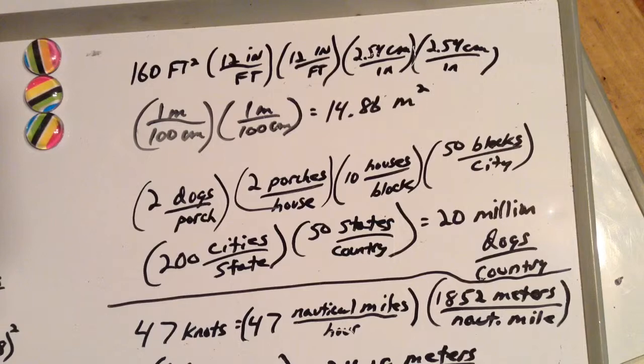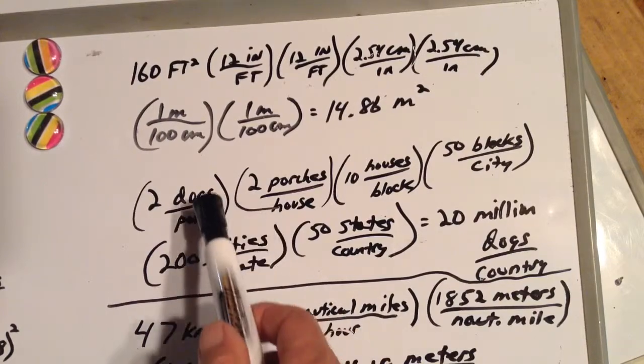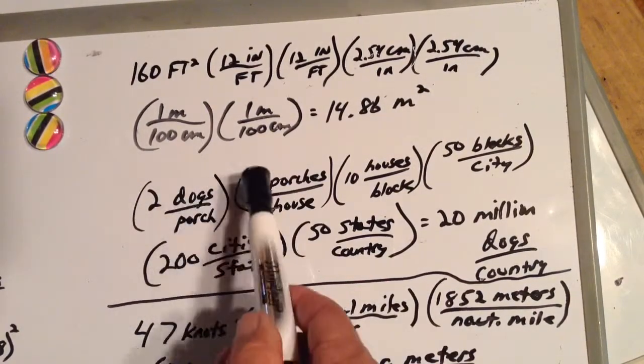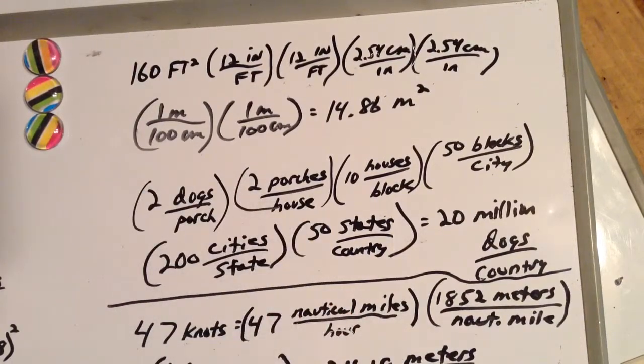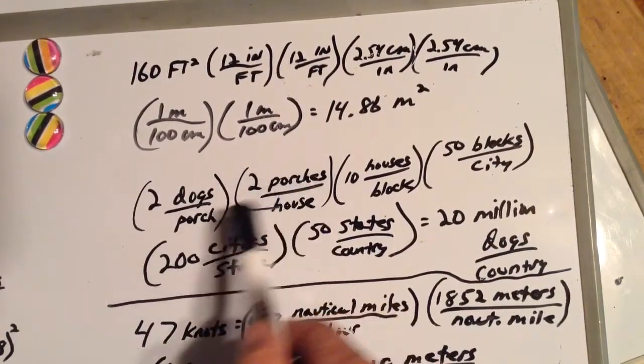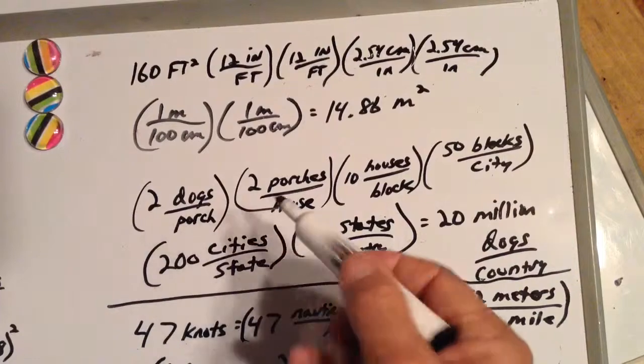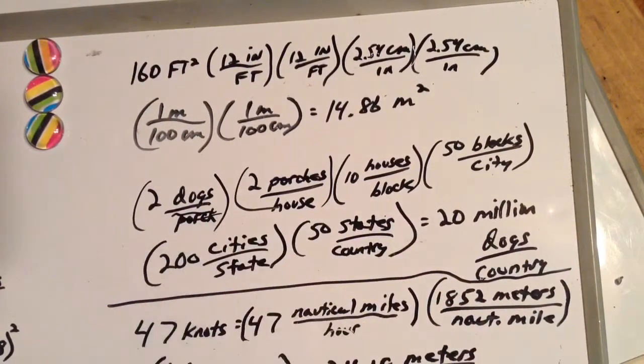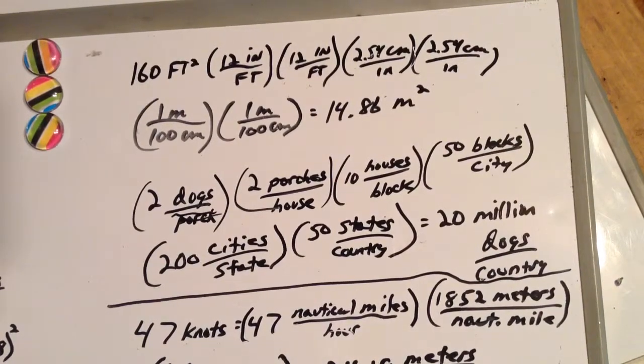How do we do this? Well, we use dimensional analysis. 2 dogs per porch times 2 porches per house gives us 4 dogs per house. We have porches on top, porches on bottom, so we can just draw a line through our porches, because porches divided by porches is equal to 1. So we have 4 dogs per house.